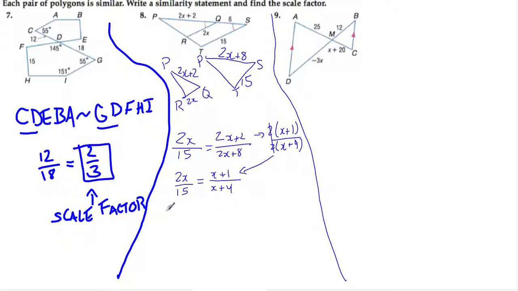So now I can cross multiply, and again, I'm going to get 2x squared plus 8x is equal to 15x plus 15. Now here, because we have this x squared and a single x, this is going to give me a quadratic. So whenever you have a quadratic, you want to set that equal to 0. So we get 2x squared minus 7x minus 15 is equal to 0. With this, we want to factor and we want to solve for x.